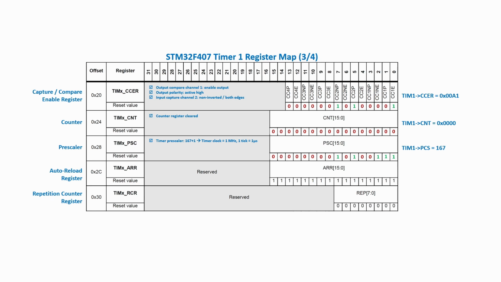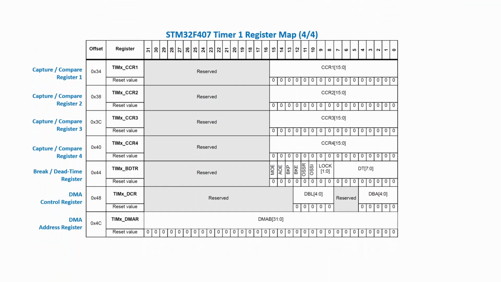The auto reload register is very important. It defines our counter limit. Let's initialize it with 0. It will be modified later. The repetition counter register can also be cleared. The capture compare register 1 defines our compare value. Let's initialize it with 0. Channel 2 to 4 are not used, so we also clear these registers.